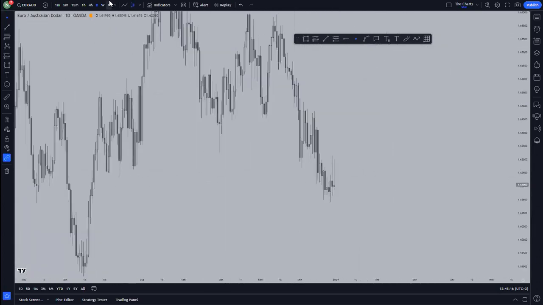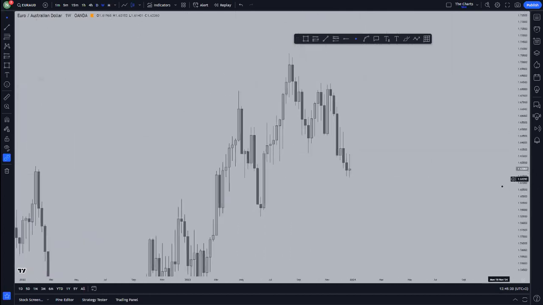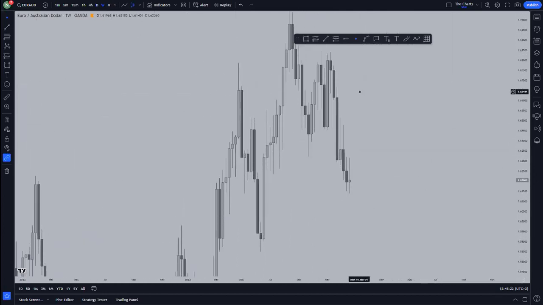So how do you identify a breakout or a break of structure? If you hear me saying breakout, break of structure, first break of structure, fake break of structure, I'm just talking about one and the same thing.